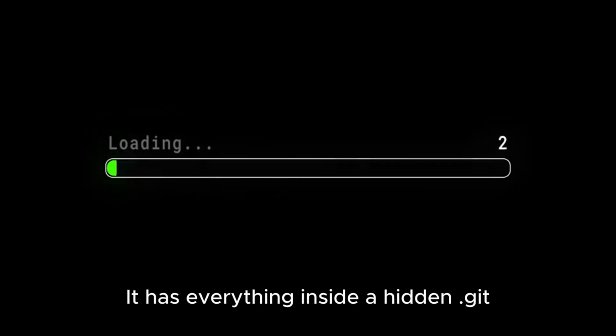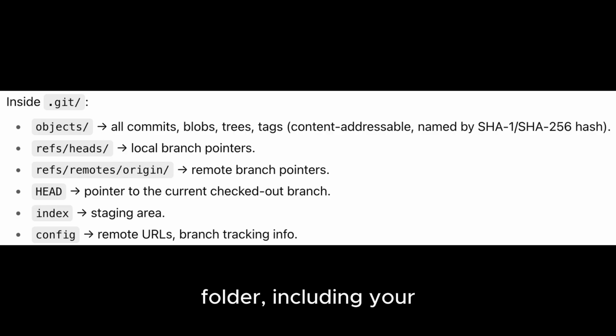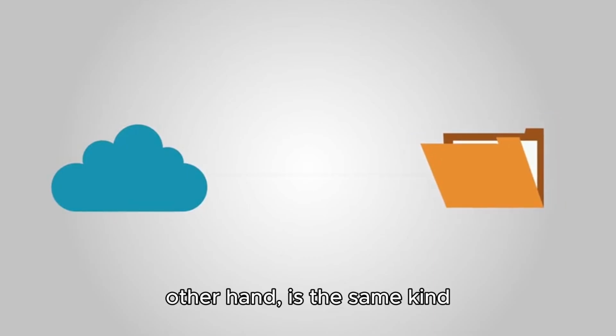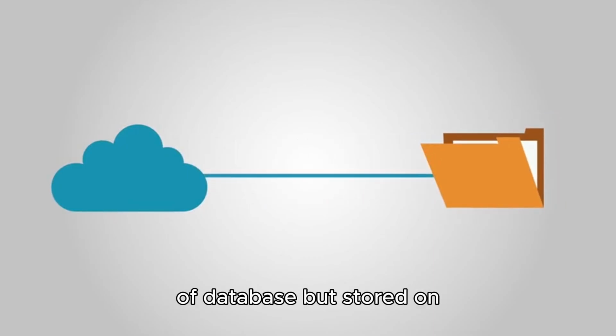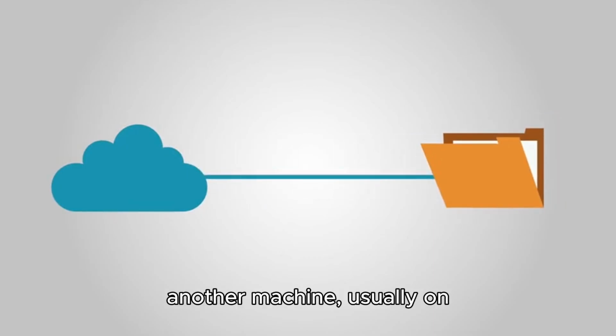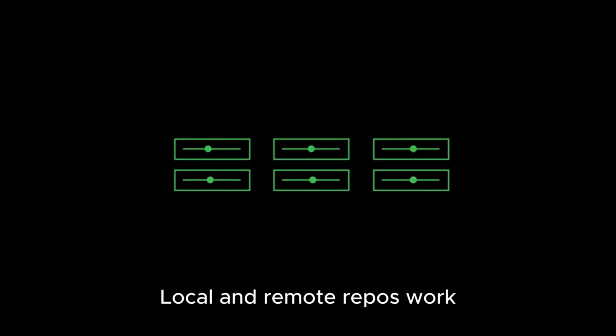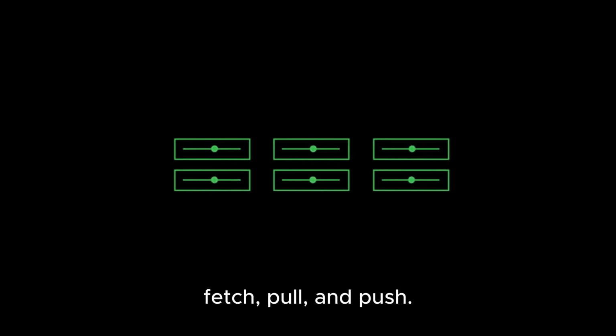It has everything inside a hidden .git folder, including your commits, branches, and the staging area where you prepare changes before committing. A remote repository, on the other hand, is the same kind of database but stored on another machine, usually on platforms like GitHub, GitLab, or Bitbucket. Local and remote repos work together by exchanging data when you run commands like fetch, pull, and push.